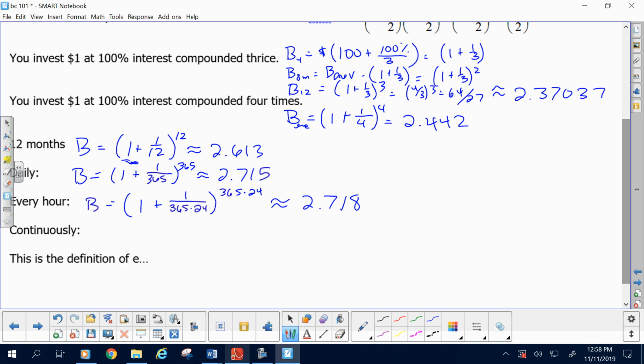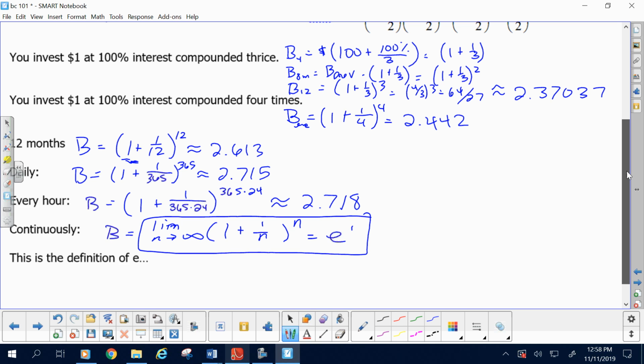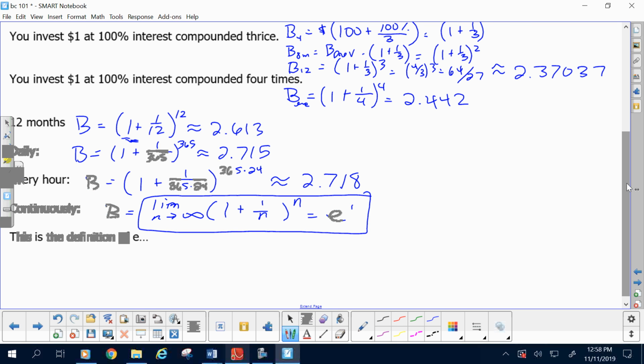We want to say, what does this approach? So, no, that's not what I mean. I mean, the balance approaches whatever happens as I take the limit as n goes to infinity of 1 plus 1 over n to the n. That is what e is. The definition of e is the limit as n goes to infinity of 1 plus 1 over n to the n.